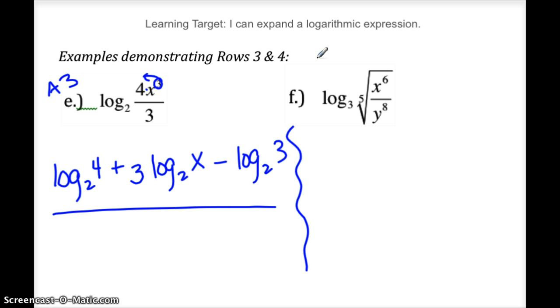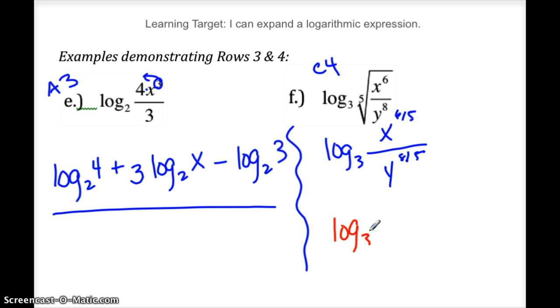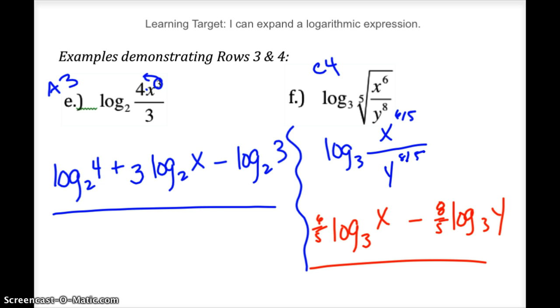This last one is the last example we just did, Charlie 4. Okay, we're going to make these guys have fraction exponents. So x to the 6/5 power and y to the 8/5 power. We're going to break up with subtraction and move the powers out front. So log 3x, but in front's going to go 6/5 because of the power, minus because of the division, log 3y, but in front is going to go 8/5 because of the power. So that's my final expansion.